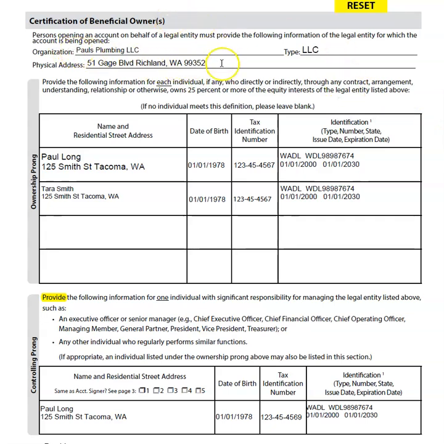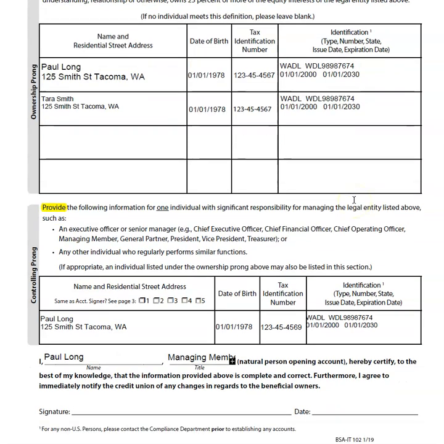This information does come over on the form automatically. In this case, the type would be an LLC. You're going to put in who the owners of the business are. In this case, we have two 50/50 owners. So we're going to put in Paul's information, date of birth, tax ID, driver's license information. You can copy and paste it from page 1, as well as the same information for Tara here below.